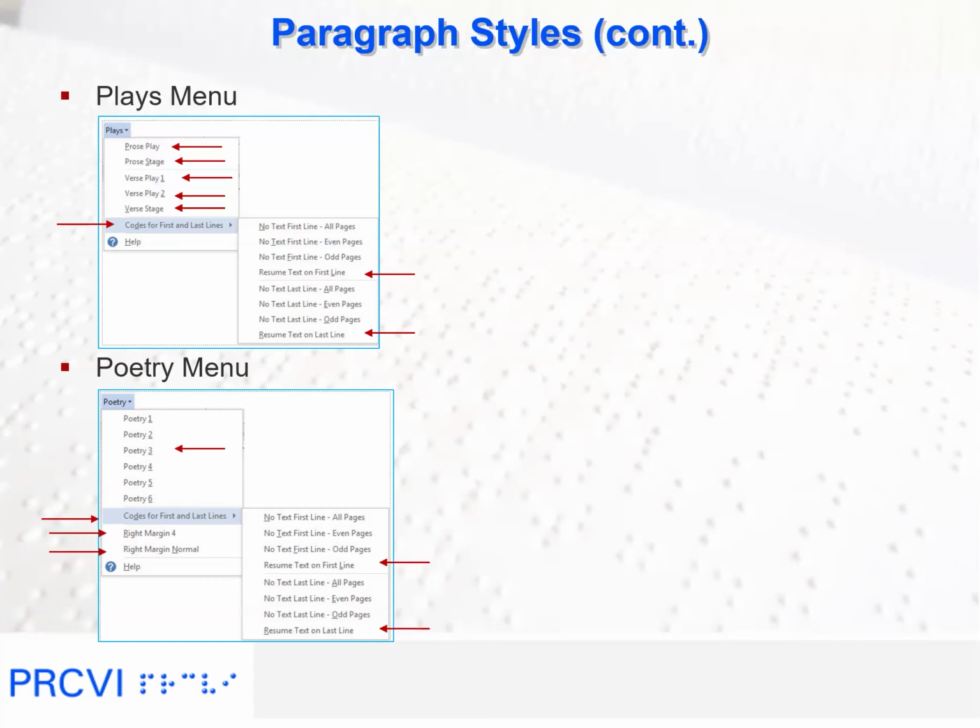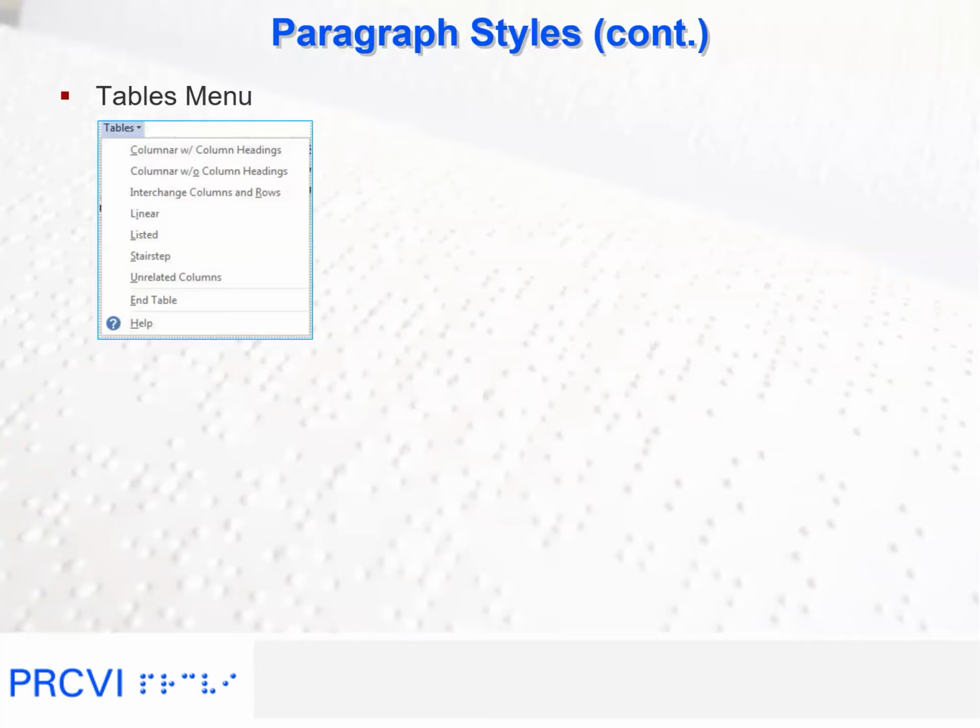Right margin 4 and right margin normal are included in this menu for convenience when the right margin needs to be adjusted for line numbering. Tables menu. Selecting the desired table type inserts the appropriate codes before the table. Make sure to end table after the completion of the table.